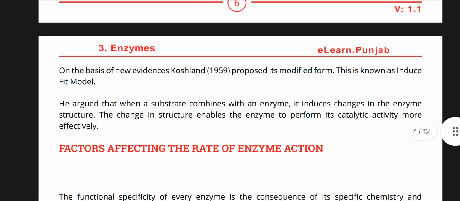On the basis of the evidences, Koshland in 1959 proposed its modified form known as the induced fit model. He argued that when a substrate combines with an enzyme, it induces changes in the enzyme structure. Change in the structure enables the enzyme to perform its catalytic activity more effectively.